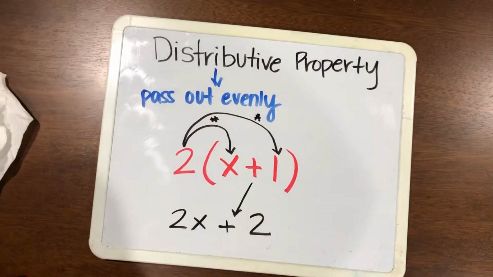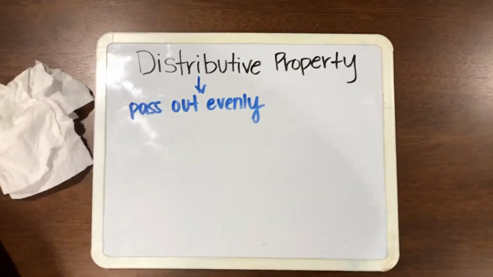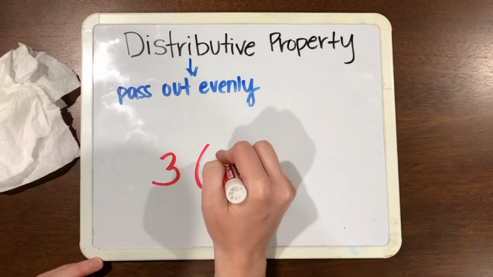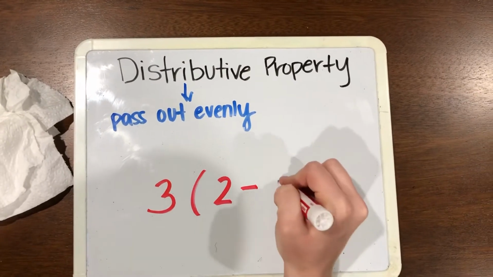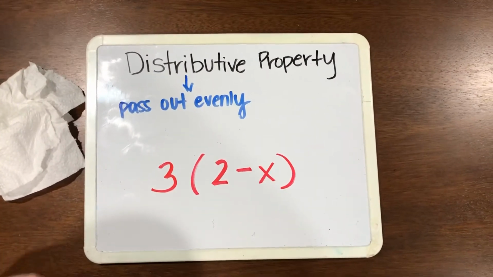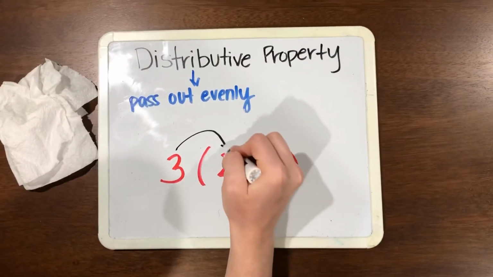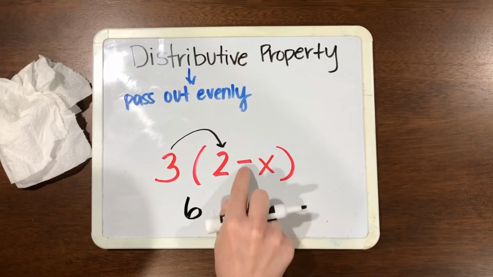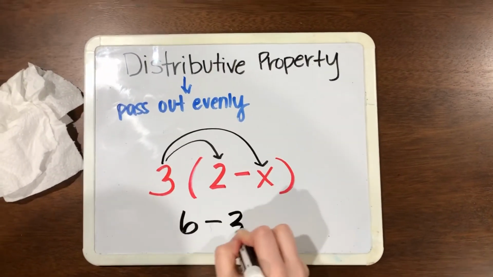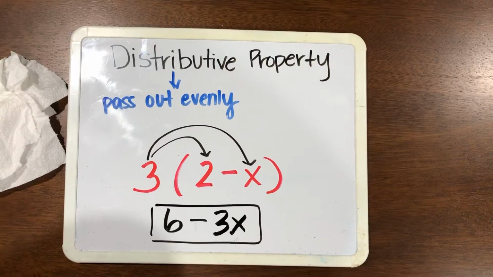I know that's probably a lot to look at. We're going to do another example just to make sure that we know exactly what we're doing. I might now change the number on the outside to 3, and maybe we'll have the number first, 2 minus x. So we still have an expression. We have a value on the outside of a parentheses and a value on the inside of a parentheses. So we have to distribute it, or pass it out evenly, to whatever is on the inside. So 3 times 2 gives us 6. I bring down my operation, and then 3 times x gives me 3x. So that's my final answer right there: 6 minus 3x. That's it.